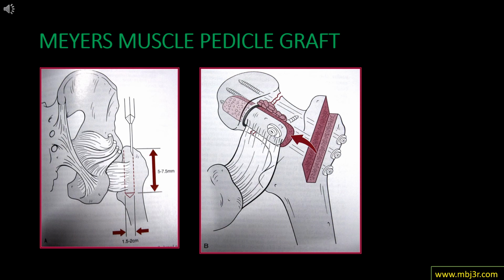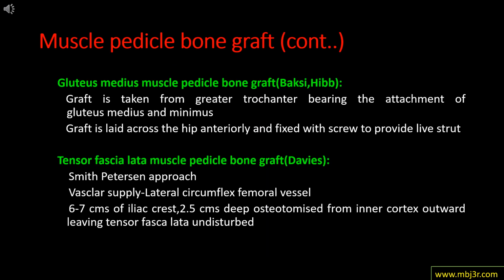This diagram shows Meyer's muscle pedicle graft technique. Muscle pedicle bone graft, gluteus medius muscle pedicle bone graft, that is Bucks or Hip. The graft is taken from the greater trochanter bearing the attachment of gluteus medius and minimus. The graft is placed across the hip anteriorly and fixed with a screw to provide support.